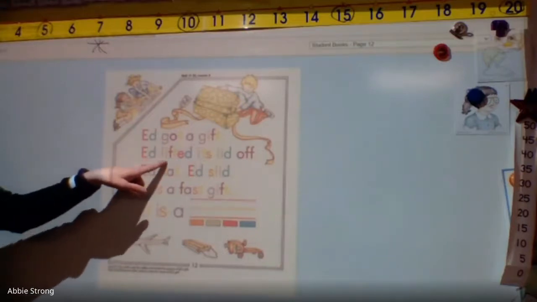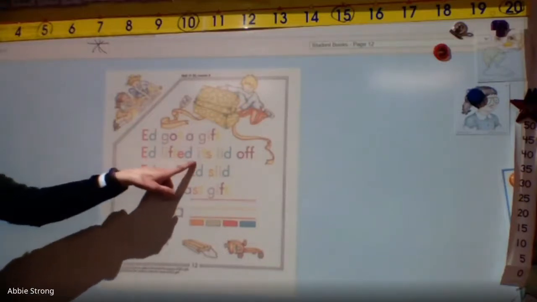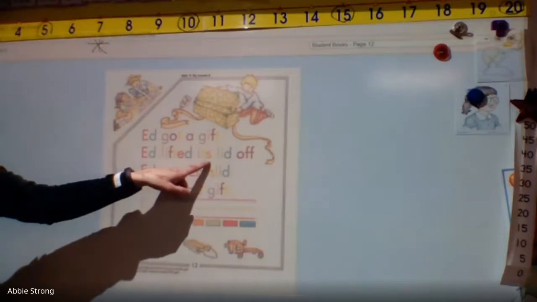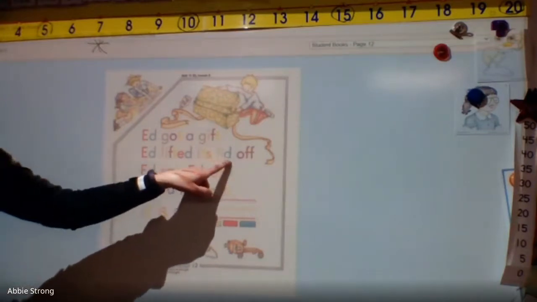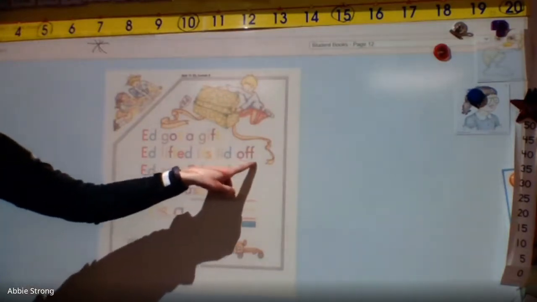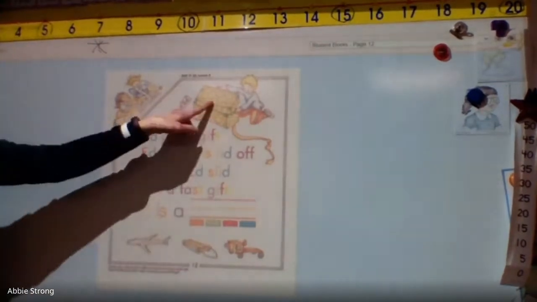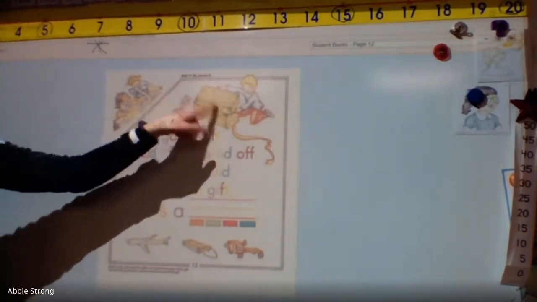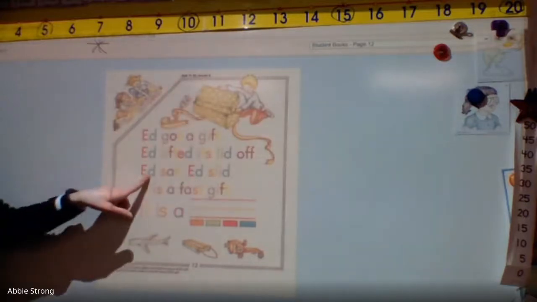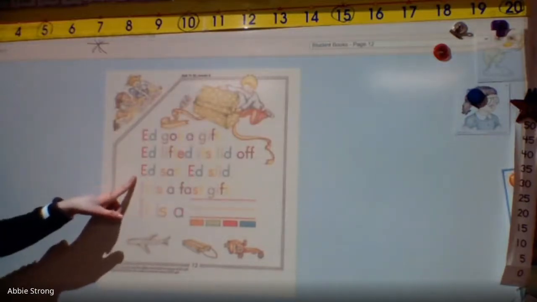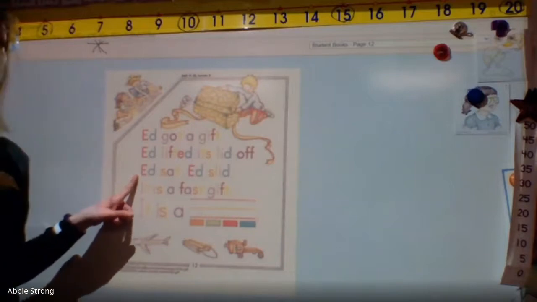Ed lifted its lid off. It's lid off. Huh. That must mean the lid on this box up here. Let's keep reading. Put your finger on the paper. We're going to slide and blend.